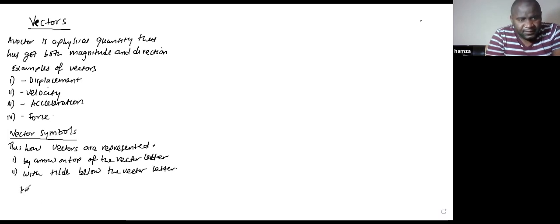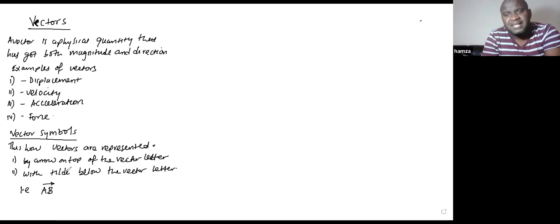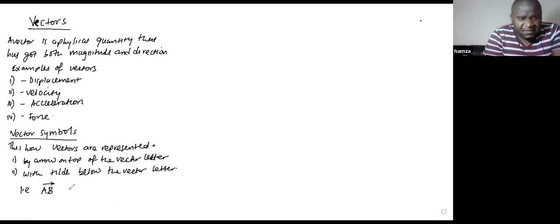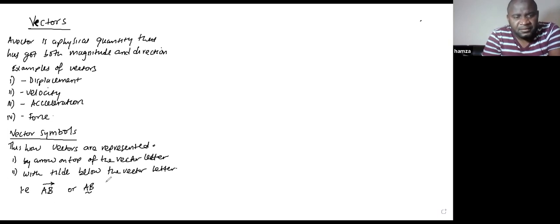When I say an arrow on top, I'll have, for example, vector AB. It's represented by an arrow on top. It means that is a vector moving from A to B. Then if someone has written it with the tilde below it, the tilde is that wave notation we have below the vector. So it would imply that you are also representing a vector AB in that form.